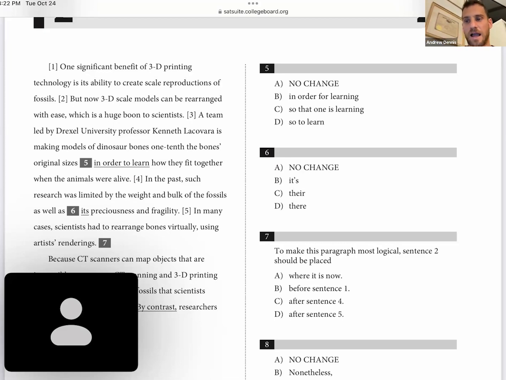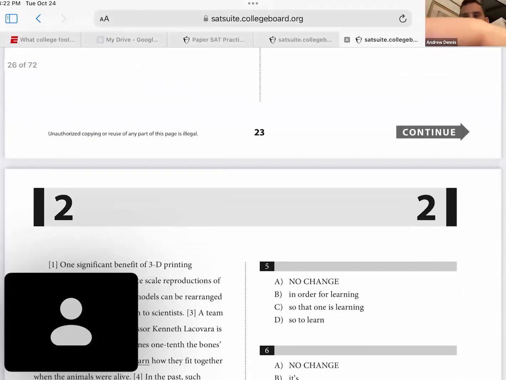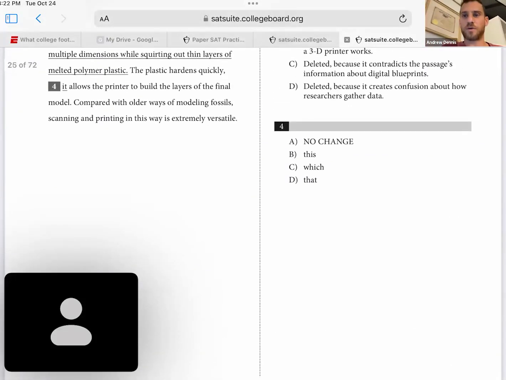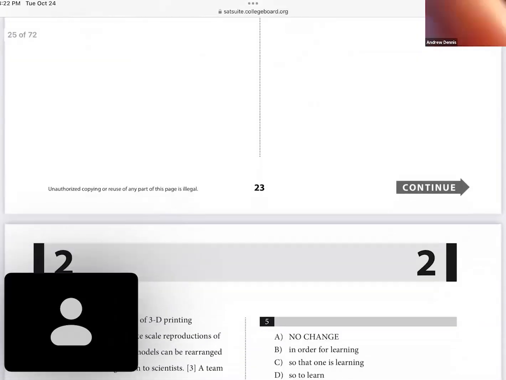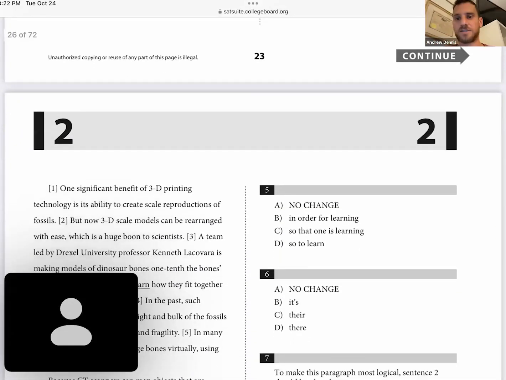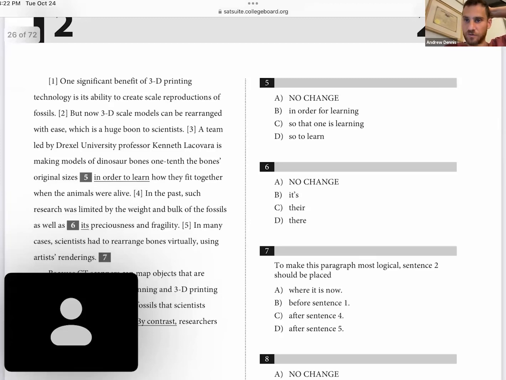Okay. Before sentence 1. So, but now 3D scale models can be rearranged with ease, which is a huge boon to scientists. Will we put that right after: compared with other ways of modeling fossils, scanning and printing in this way is extremely versatile. But now 3D scale models can be rearranged with ease, which is a huge boon to scientists. I don't love it. After sentence 4.